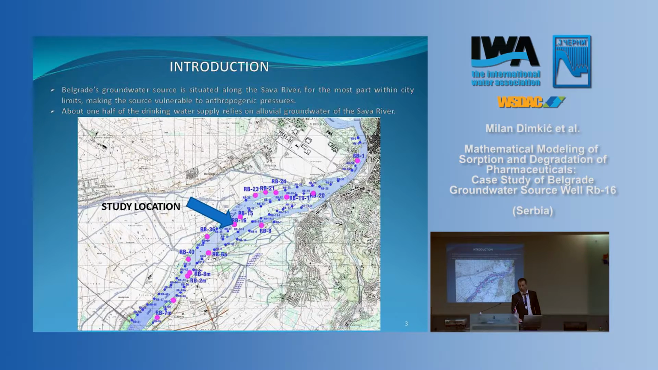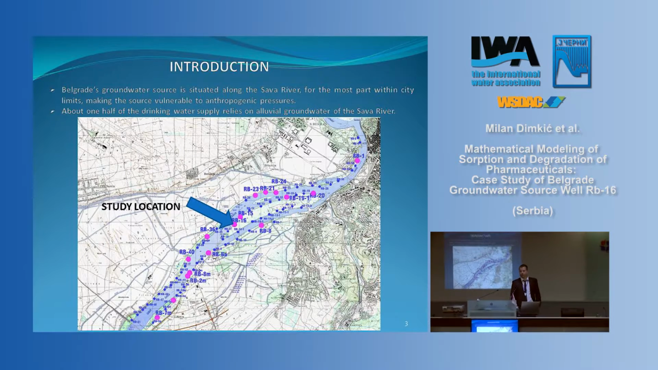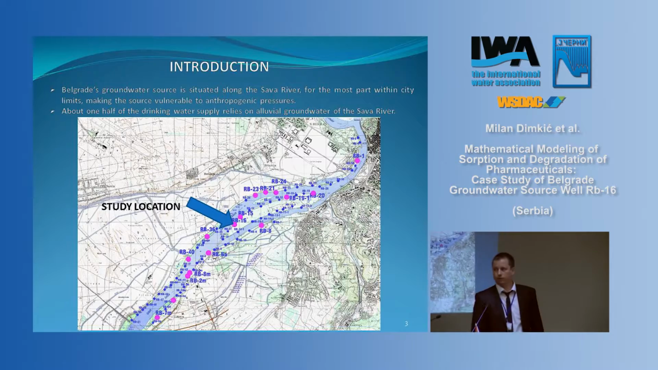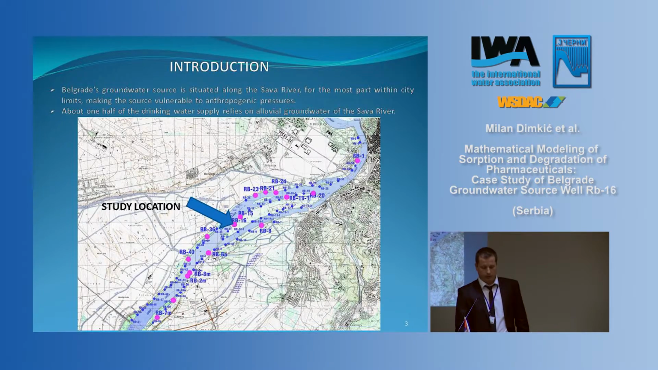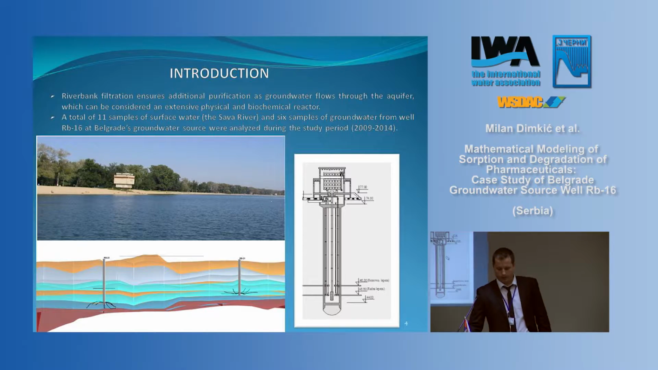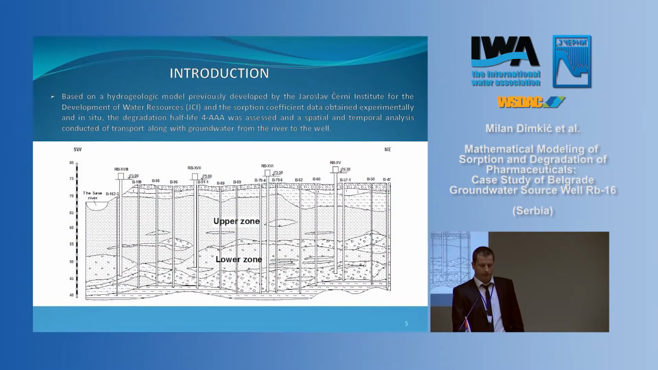Also, you saw this picture. This is a Belgrade water source. It has 3 water treatment plants, and 3 cubic meters per second are extracted from the groundwater. This is the study location. Also, we saw this picture earlier today. These are radial wells. This is a schematic picture of this profile.